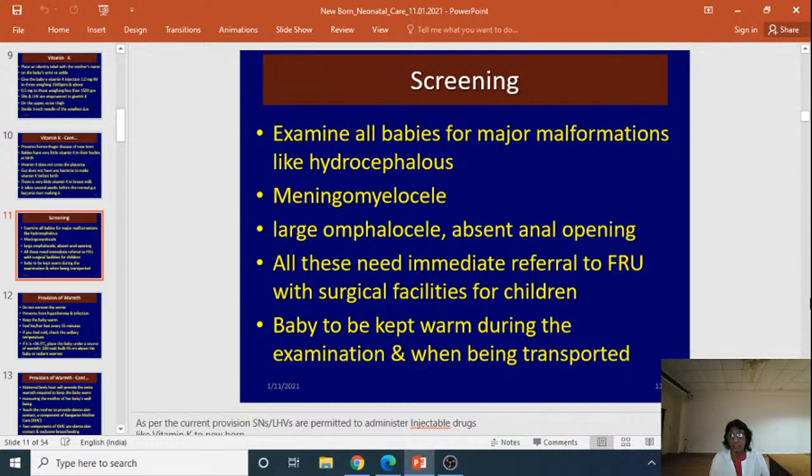If they are there, what is your role? You have to immediately refer to the first referral unit. But wherever you are referring, you have to ensure that there are surgeons and surgical facilities for children. It's not for the adults, it's the newborn. So pediatric surgeons should be available in the referral facility, so that you can refer the newborn with these major malformations. And don't ever forget, the baby should always be kept warm during examination as well as during transportation.